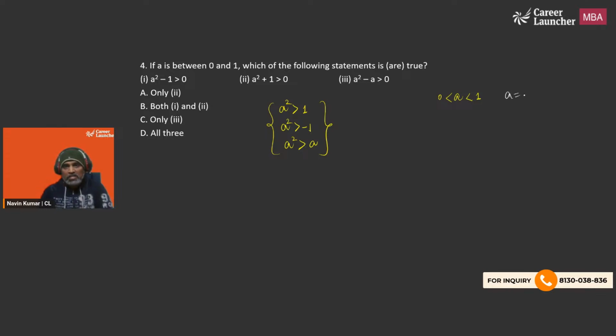So I'll prefer A is equal to 0.1. So 0.1 square is greater than 1? No. 0.1 square is greater than -1? Absolutely. 0.1 square is greater than 0.1? No. 0.1 square will decrease. It will become 0.01. 0.01 is not greater than 0.1. Right? So only the second one is true.